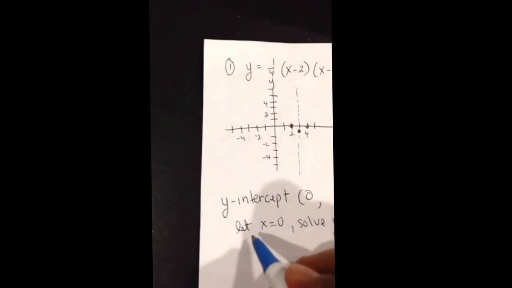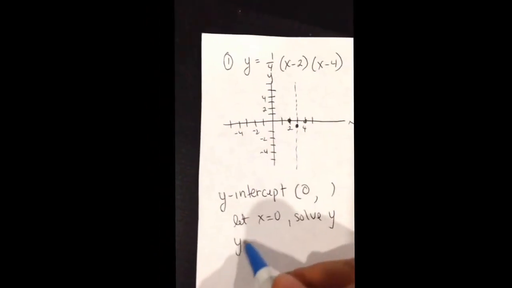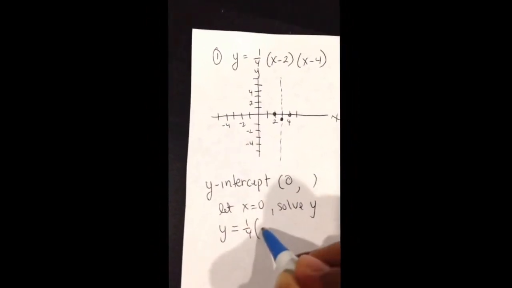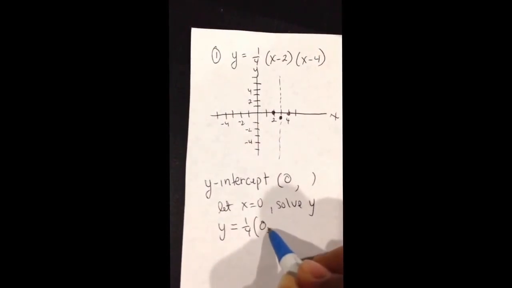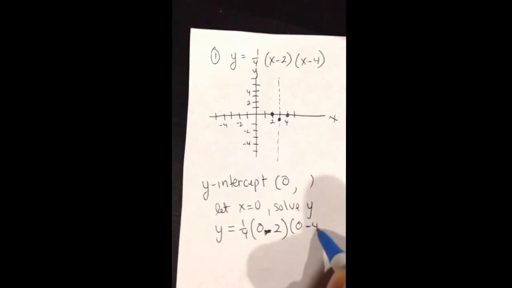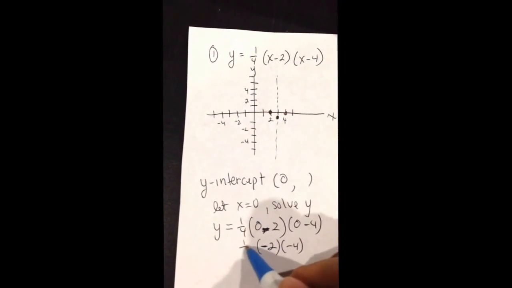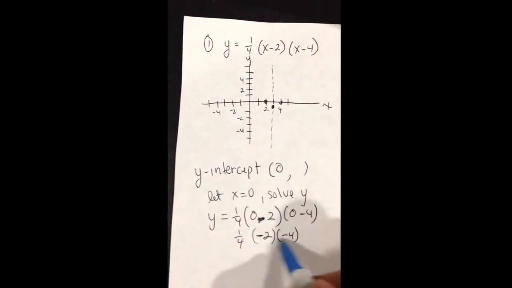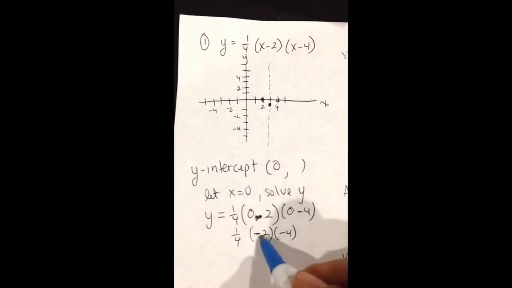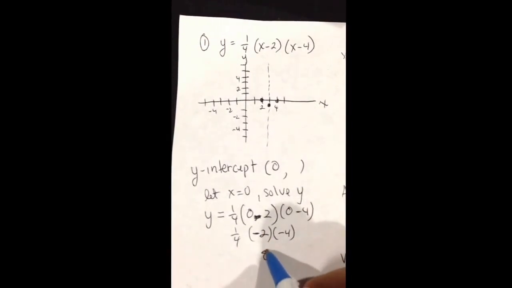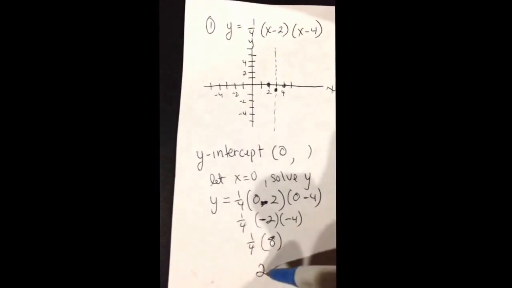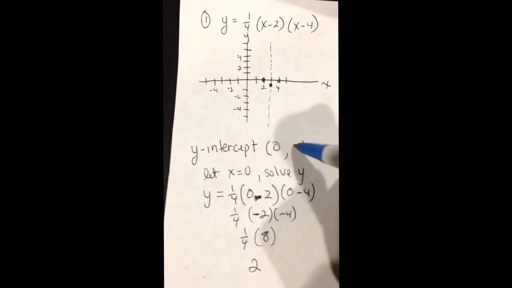So now, from my original equation, I have y equals 1/4. Now I'm going to substitute for x. So 0 minus 2, 0 minus 4: -2, -4, 1/4. Multiplication is commutative. That means I can multiply in any order I want to, and so this will be 8 times 1/4. 8 times 1/4 is 2, so my y-intercept must be 0, 2.